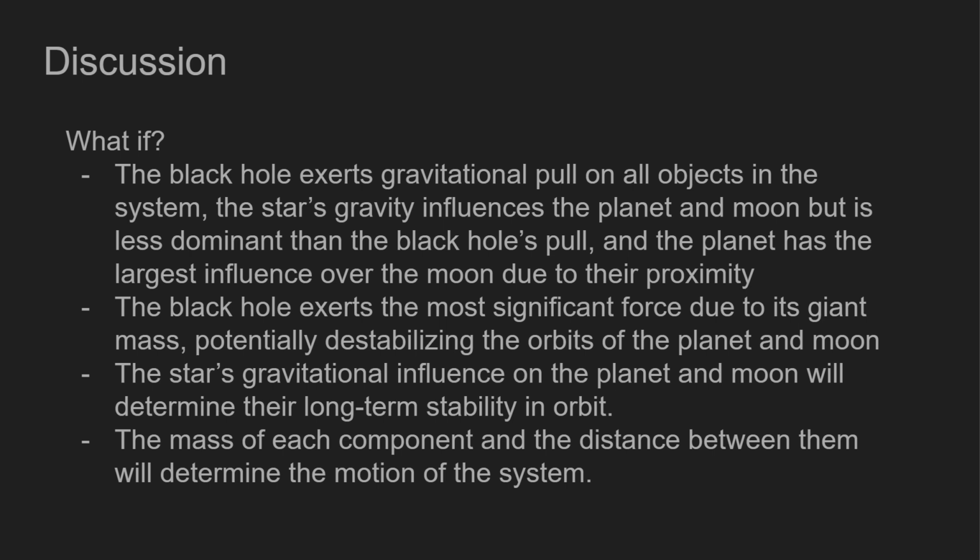So here is what if. The black hole exerts a gravitational pull on all objects in the system. The star's gravity influences the planet and the moon, but is less dominant than the black hole's pull, and the planet has the largest influence over the moon due to their proximity. The black hole exerts the most significant force due to its giant mass, potentially destabilizing the orbit of the planet and the moon. The star's gravitational influence on the planet and moon will determine their long-term stability in orbit. The mass of each component and the distance between them will determine the motion of the system.